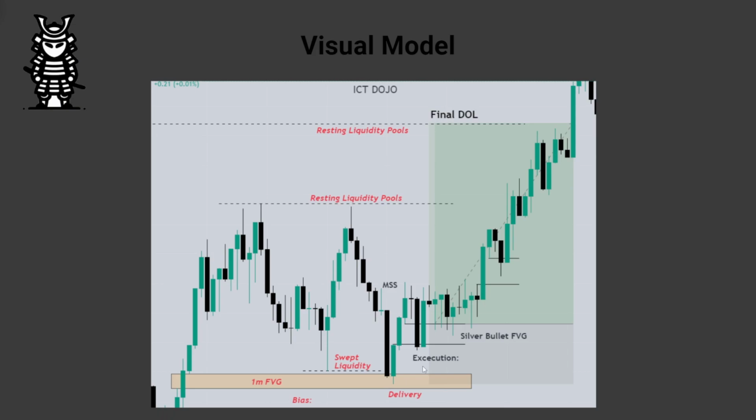Next, going into the execution, we have a market structure shift. This market structure shift creates a Silver Bullet fair value gap. We take our entry and we target our final draw on liquidity.